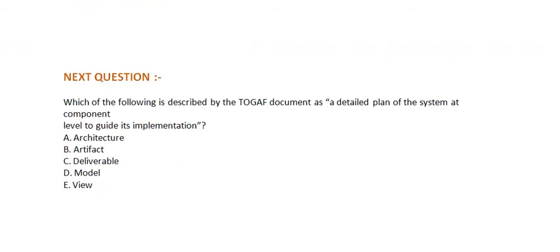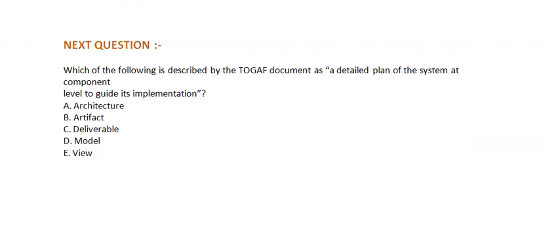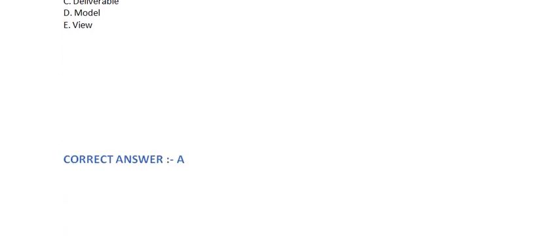Next question is, which of the following is described by the TOGAF document as a detailed plan of the system at component level to guide its implementation? Option A, architecture. Option B, artifact. Option C, deliverable. Option D, model. And option E, view. The correct answer is option A.